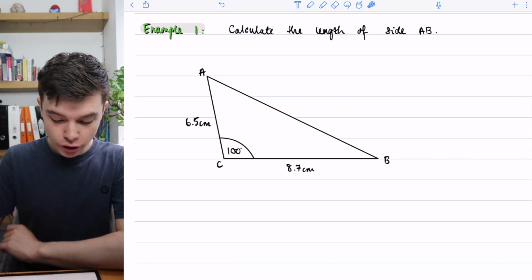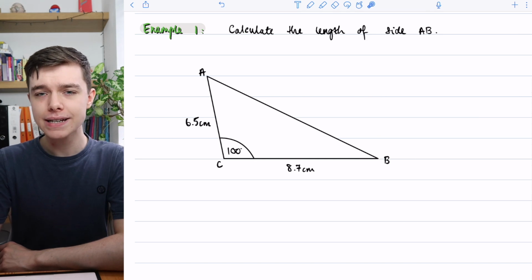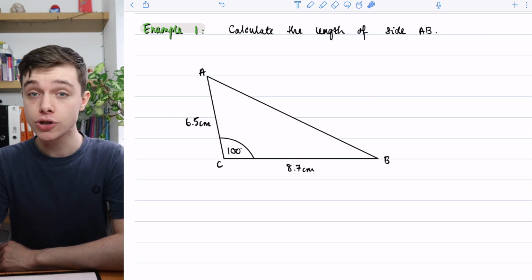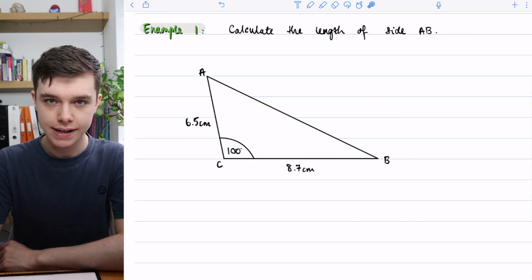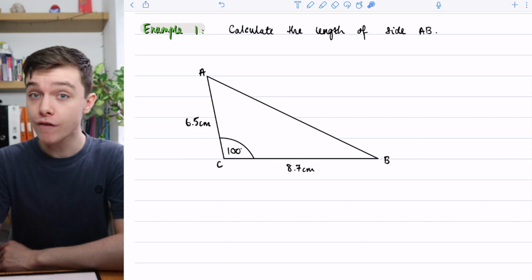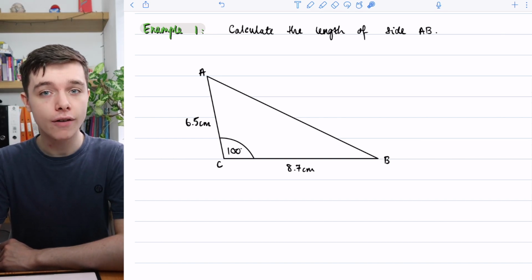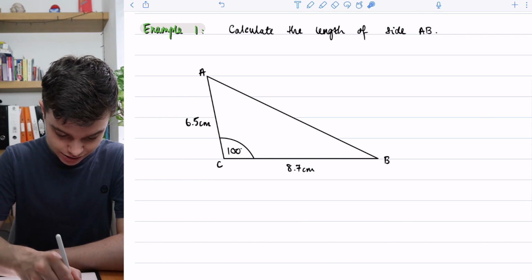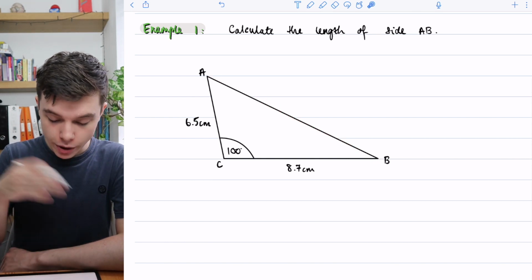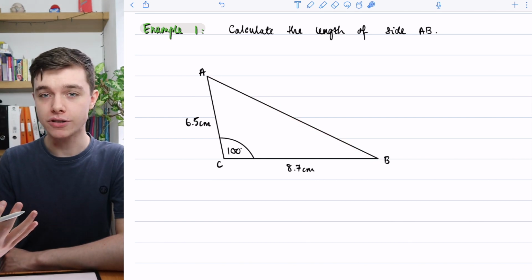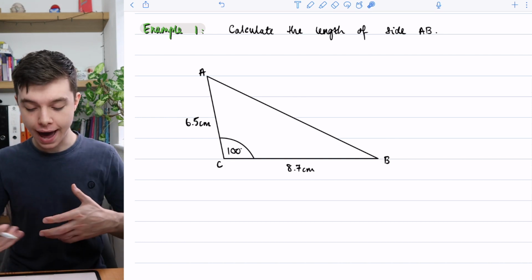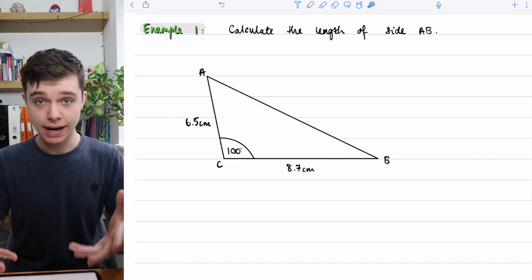Okay, let's have a look at an example. Like I said at the start, you might actually be able to do these examples from your GCSE knowledge. So, use the formula to calculate the length of side AB, which is this side here. We may not know how yet, but we know that we can, because we're being asked to do that in the question.